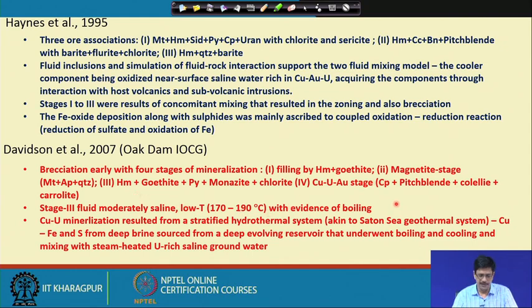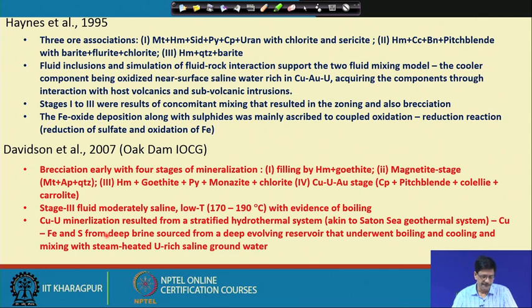carollite and covellite deposition. They deciphered from their fluid inclusion studies that stage 3, which is basically the stage in which much of the monazite, hematite and goethite was precipitated, was a moderately saline, low temperature fluid, 170 to 190 degrees centigrade, which also indicated boiling. And they deciphered that the copper-uranium mineralization resulted from a stratified hydrothermal system, like what we observe in the Salton Sea geothermal system.